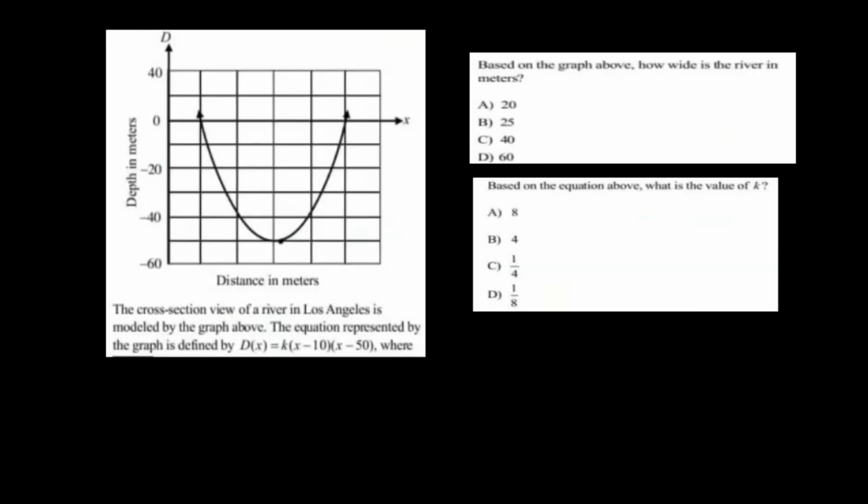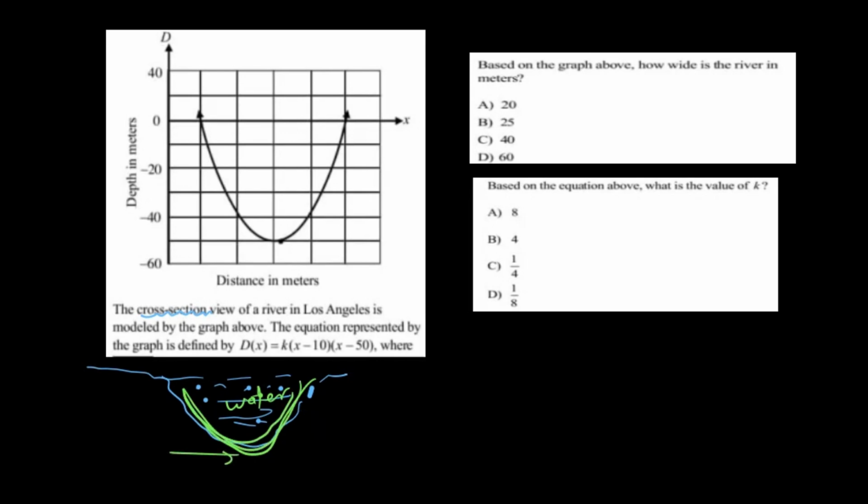In this one, the cross-section view of a river in Los Angeles is modeled by the graph above. The equation represented by the graph is d of x equals k times x minus 10 times x minus 50. What does this mean? What do you mean by cross-section? This is the cross-section. This is the river, he imagines the river like this, and here is the water.